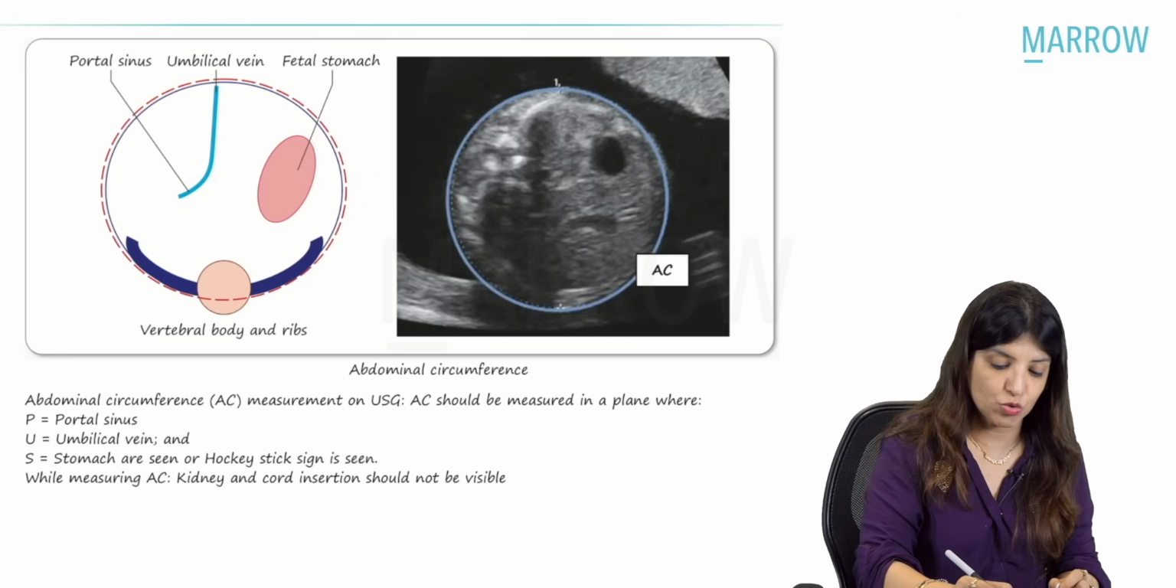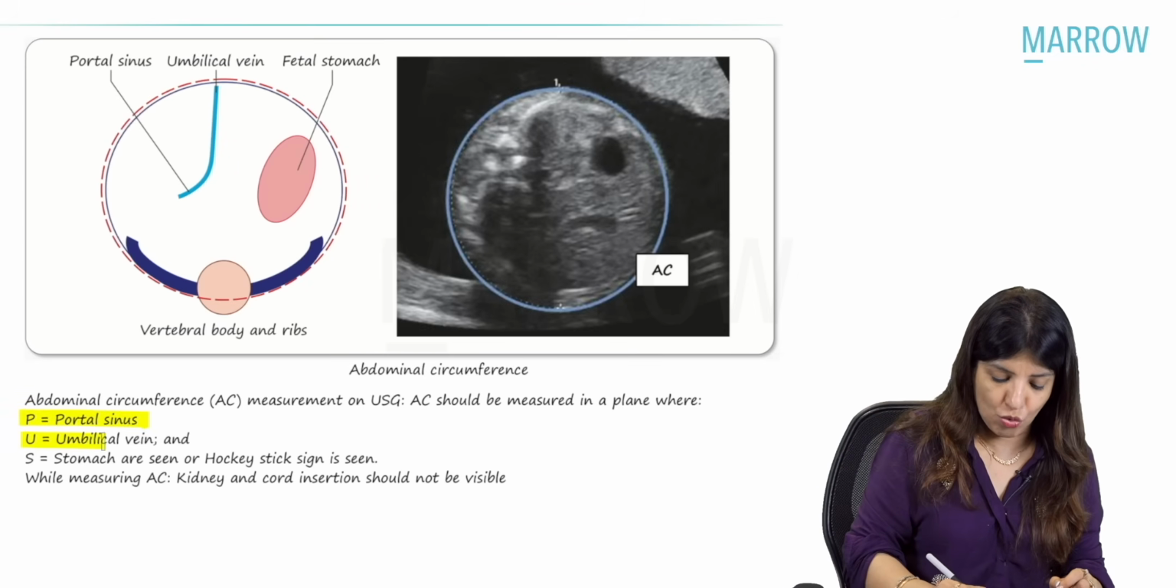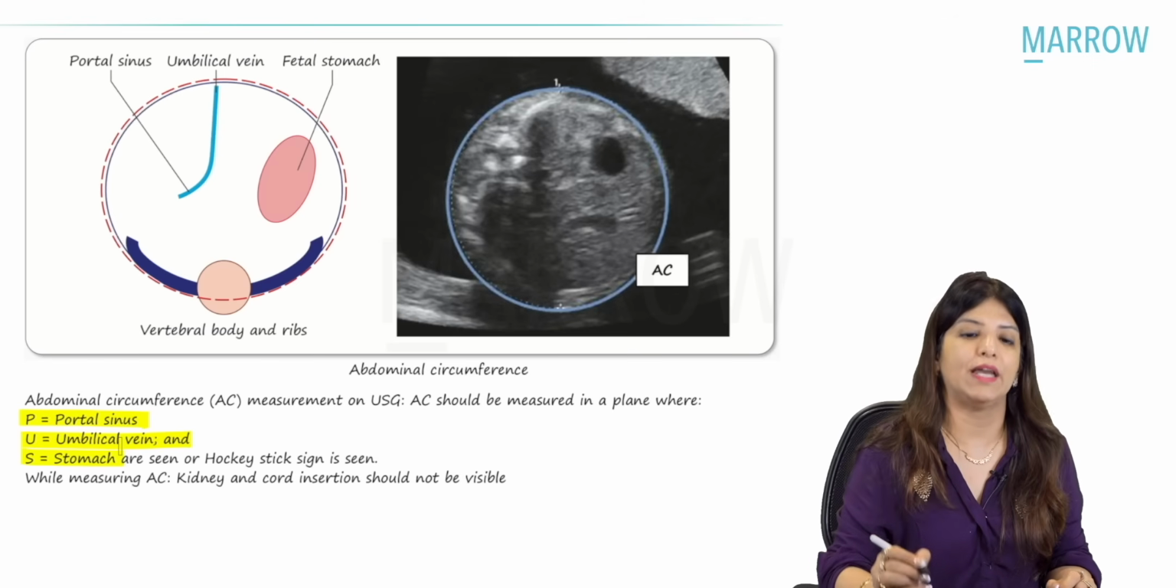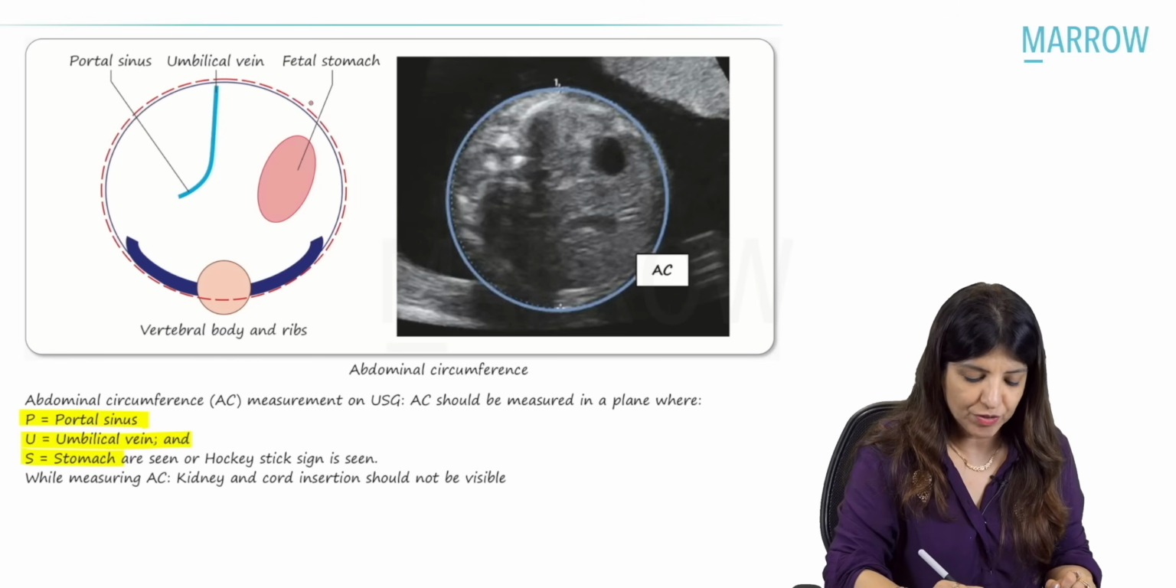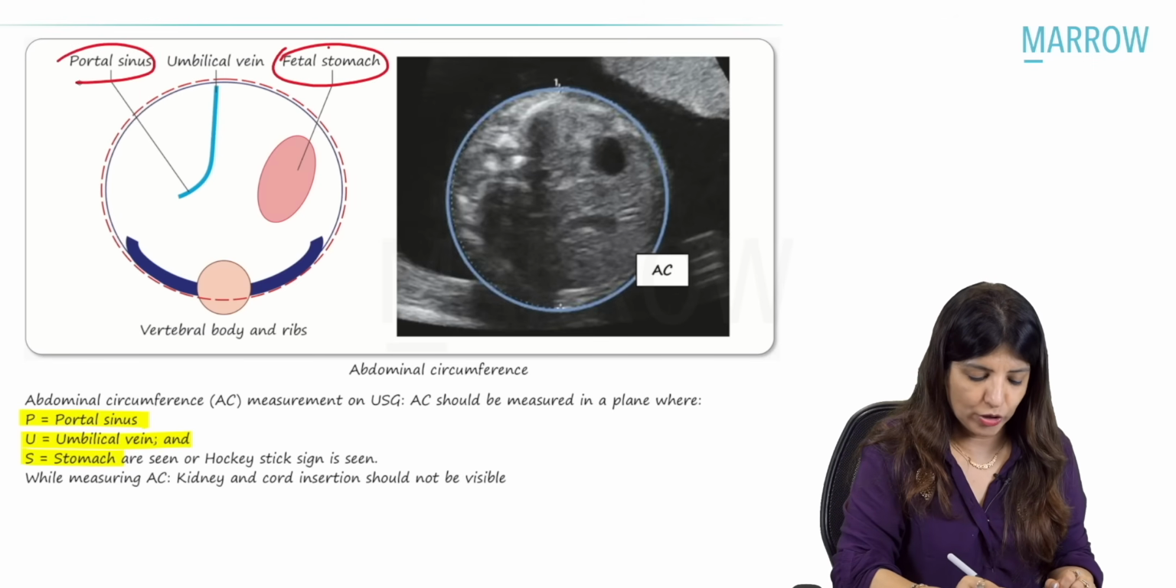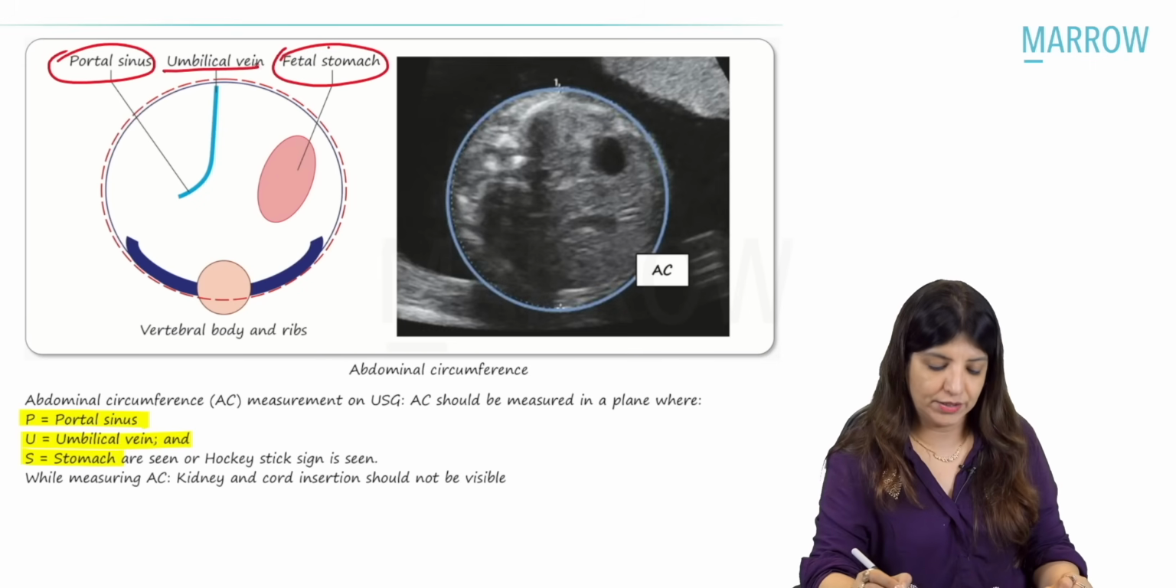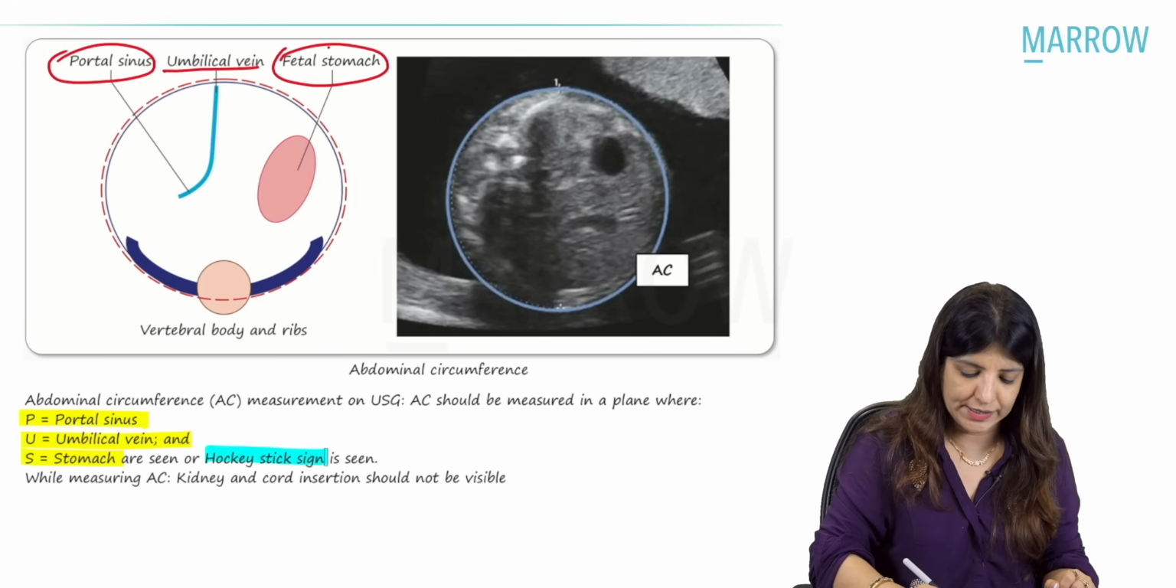What are the 3 structures which should be visible? Portal sinus, umbilical vein and stomach. So you can see over here, fetal stomach, then portal sinus and umbilical vein. This is what is making a hockey stick sign.